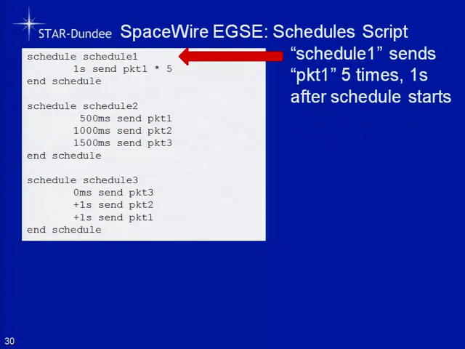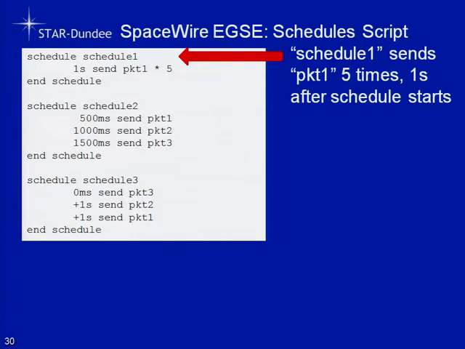And then we have a schedule that is a little bit more advanced. This time we've got 3 schedules we're defining. The first one just waits 1 second and then sends packet number 1 5 times. The next schedule waits 500 milliseconds, then sends packet number 1. Then 1,000 milliseconds after the start of that schedule, it will send packet number 2. And then 1,500 milliseconds after the start of that schedule, it will send packet number 3.